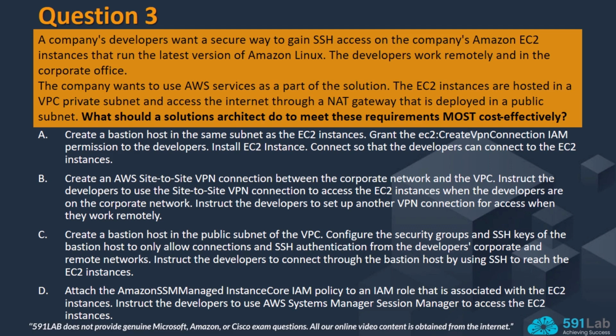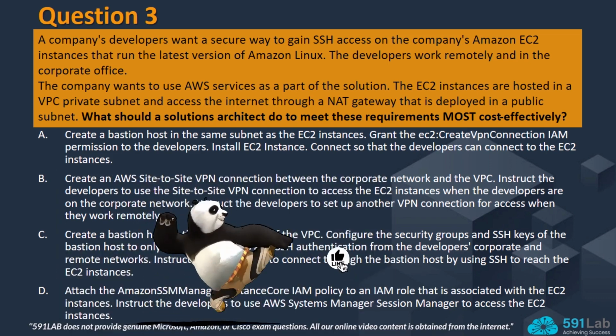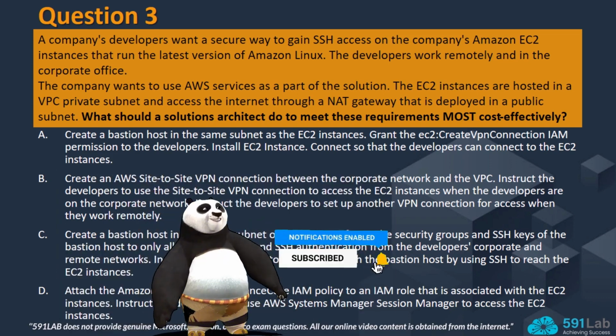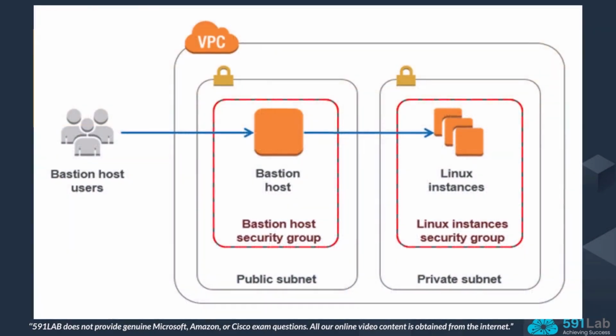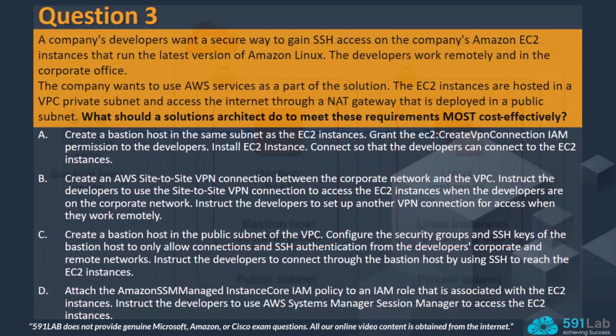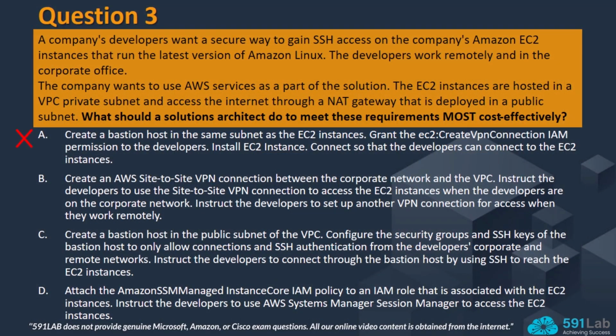Let's evaluate each option. Option A. Create a bastion host in the same subnet as the EC2 instances. Grant the EC2 create VPN connection IAM permission to the developers. Install EC2 Instance Connect so that the developers can connect to the EC2 instances. This involves creating an additional instance, a bastion host, in the same subnet, which may add unnecessary cost and complexity. It also requires the developers to manage additional components, so this is not the correct answer.